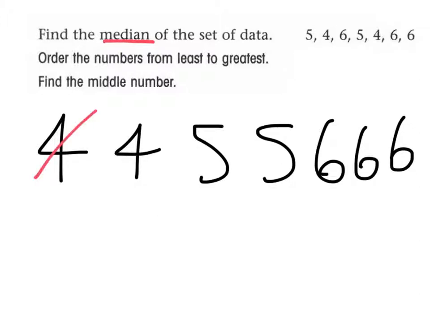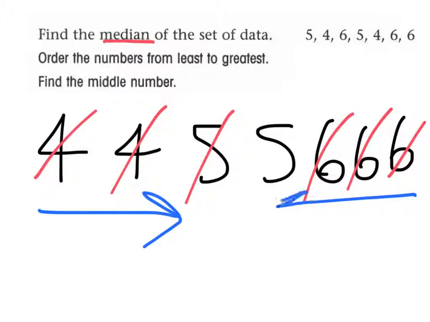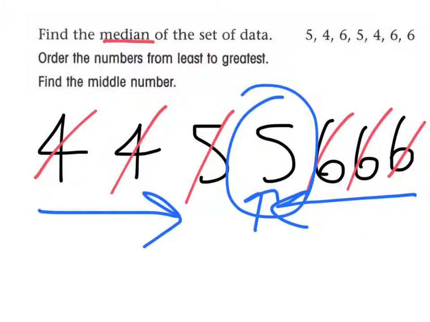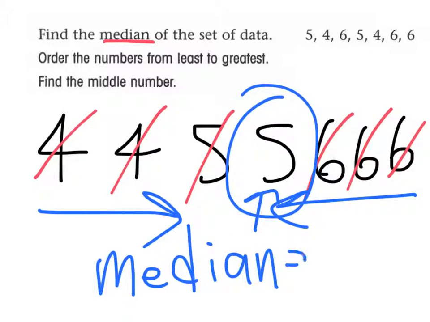So sometimes I like to cross one off at the beginning and then one at the end, beginning, and end. And so we're sort of working our way to the right and to the left until we get to the central number, this middle number right here. The median is number 5. 5 is our answer.